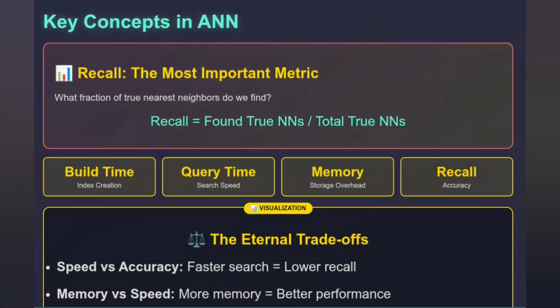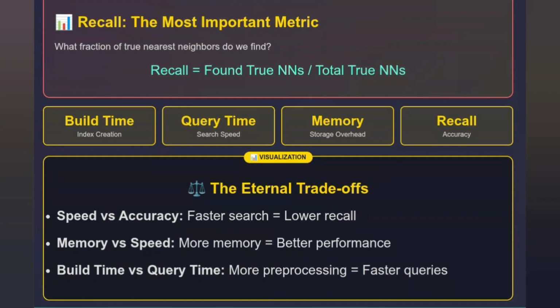There's always a trade-off between index build time, how long it takes to preprocess your data, and query time, how fast you can answer similarity queries. Memory overhead varies dramatically between algorithms. Some store the original vectors plus index structures. Others use compression techniques to reduce memory footprint.